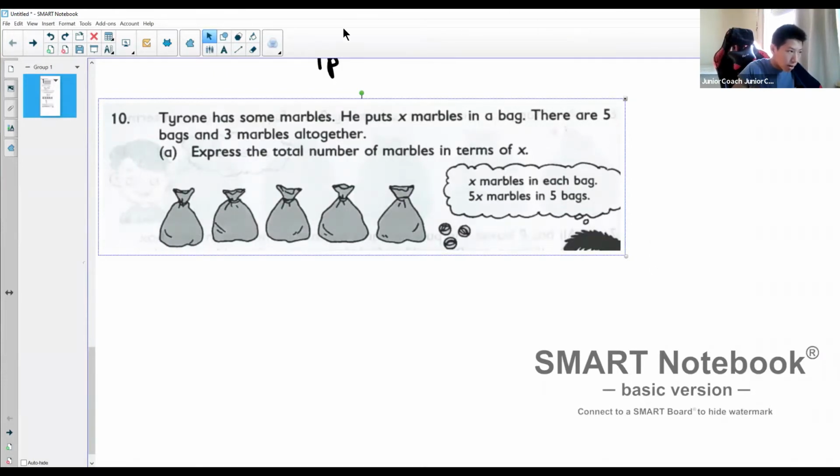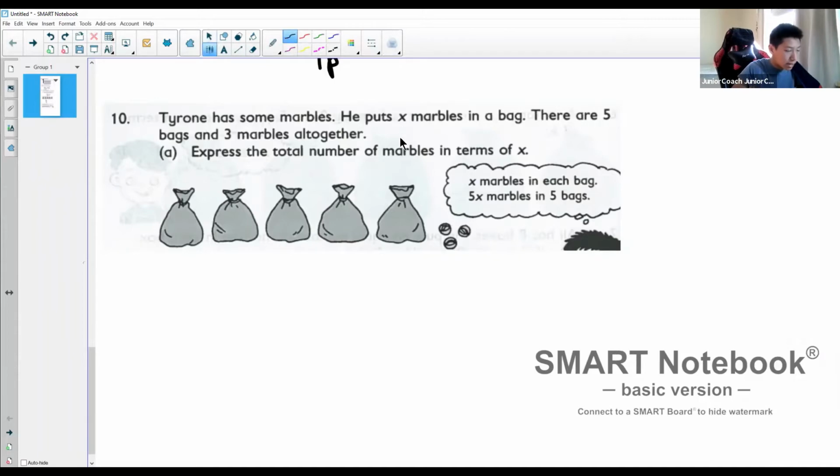And by the way, this problem's worded a bit weirdly. When the question says he has x marbles in a bag, and then there are 5 bags and 3 marbles altogether, we can kind of get rid of this word. It means more like there are 3 marbles left over, right? So we have 5 bags, each with x in them, and then we have 3 here. So how would you write this? Could everyone send me the answers in chat?